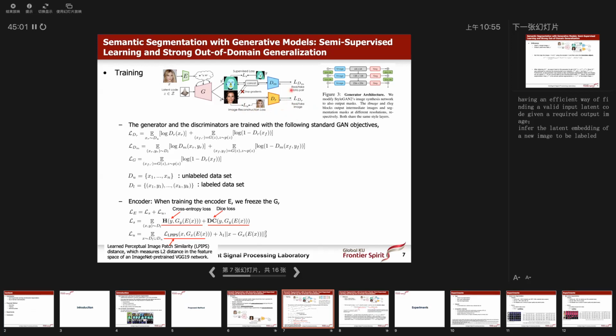But for the labeled data, except these two adversarial and image reconstruction losses, we also calculate the supervised loss on the segmentation map. So we can say that this is a semi-supervised model because here there is some unlabeled data involved in the training process.